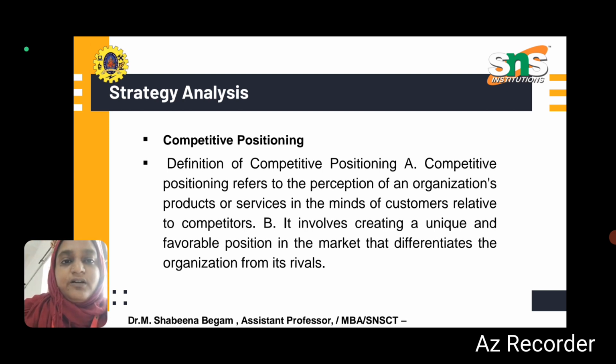You have to find the exact need, exact value, exact quality, quantity, everything of the customer to give him his dream product, or else you are not going to sustain in the market and he is not going to turn up to you again. So maintaining a customer is a very big task for every organization. You have to frame strategies that satisfy your customer's need. It involves creating a unique and favorable position in the market that differentiates the organization from its rivals.